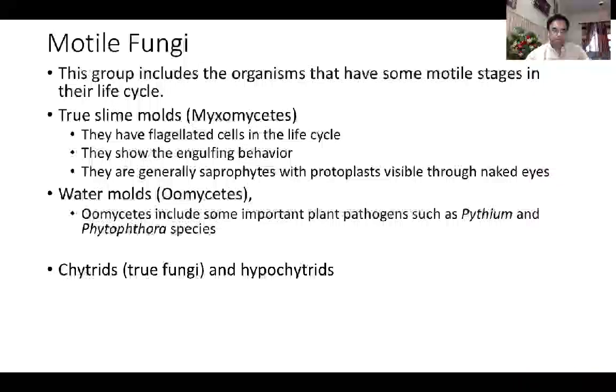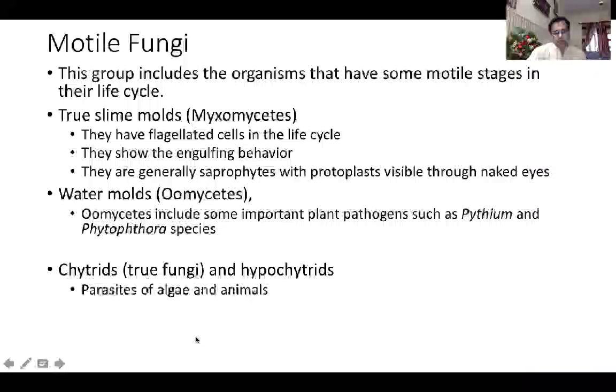Actually, if I divide all these groups, like true slime molds, water molds, and hyphochytrids, I can place these three groups separately in a separate group. That is, we can call it pseudo fungi. So they have already been removed from true fungi. However, only the chytrids have been placed in true fungi.